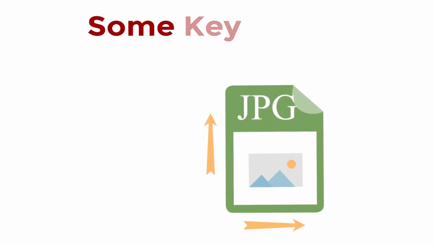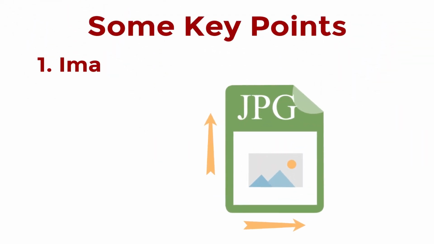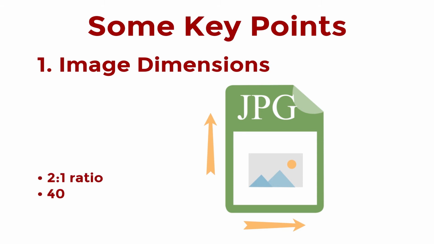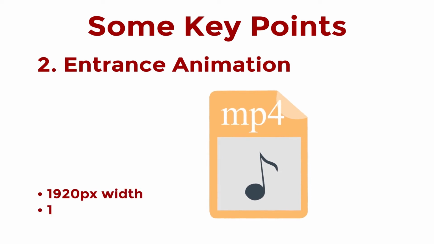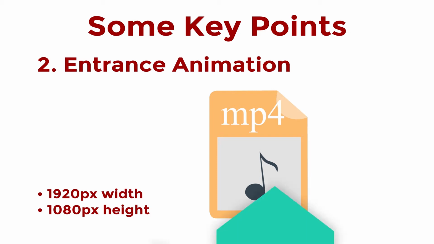Image dimensions and orientation. Your image must be an equirectangular projected image, 2:1 ratio, 4096 pixels wide by 2048 pixels high. Your doorway entrance animation must be 1920 pixels wide and 1080 pixels high. These are both standard formats.